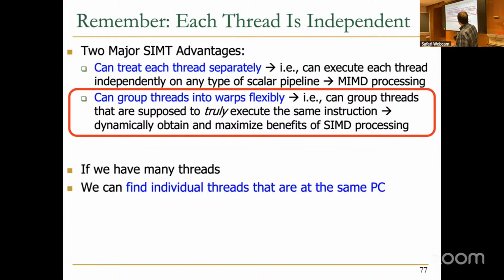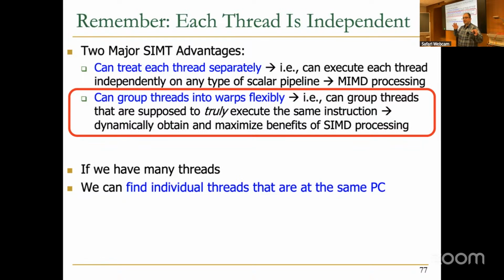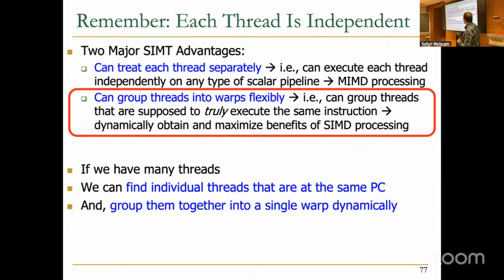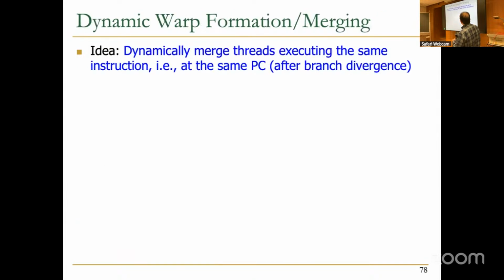So let's see how we can group threads into warps flexibly. If we have many threads, we can find individual threads that are at the same PC. Even though these threads might belong to different warps, as long as they are at the same PC, meaning that they are executing the same instruction, this paradigm should let me group them into another warp. So I can make a new warp, which is now fully active. Let's see with an example how that can improve SIMD utilization.